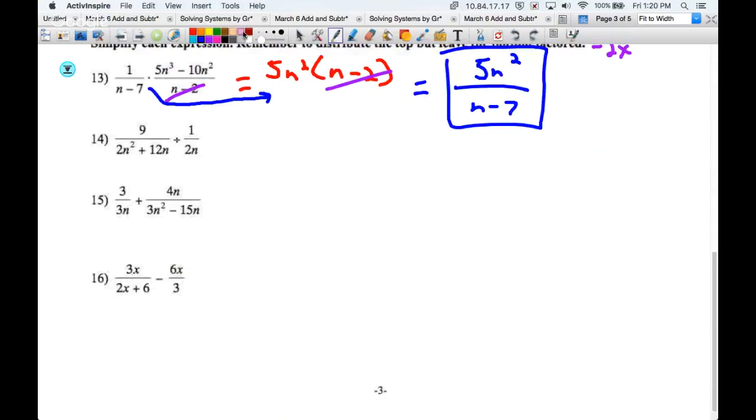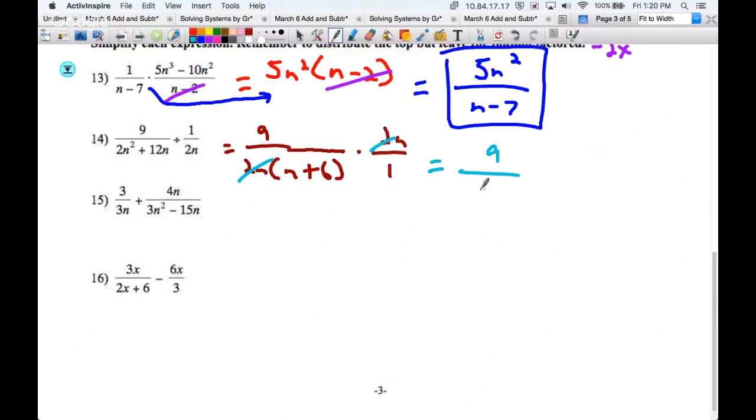For division, we've got copy dot flop. Don't forget to factor. So we've got 9 over 2n(n plus 6). We flip this upside down, so it's going to be multiplied by 2n over 1. These two n's will cancel, and I'm left with 9 over n plus 6. Final answer.